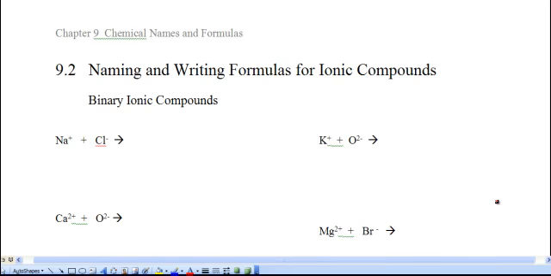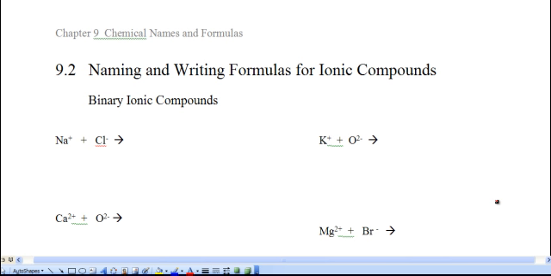Welcome to 9.2, where we're going to be dealing with naming and writing formulas for ionic compounds. Hey, in this podcast we're going to do exactly that. We're going to show you how to write formulas for the ionic compounds, and if at any point you start to feel that you have the pattern to these, go ahead and pause the podcast, try to work ahead, try to predict the formulas for these compounds, and then go ahead and play the podcast out to see if you get the correct answer. Okay.